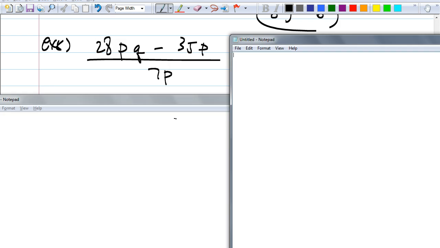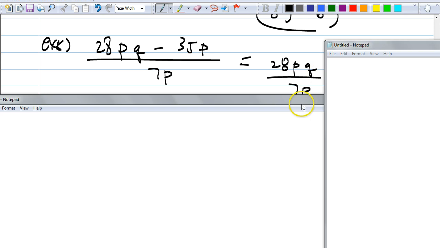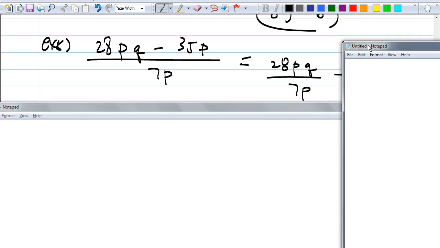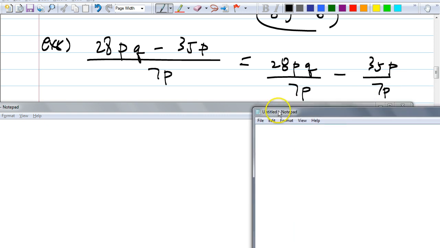Let's do this example 5 using method 1 first. Okay, go ahead. Everybody simplify or divide this fraction: 28pq minus 35p over 7p. Go ahead. I'll wait. Okay. So here we go. Using method 1, we could just simply write this. Isn't this the same thing as 28pq over 7p minus 35 over 7p? Isn't that right? Would you not agree?